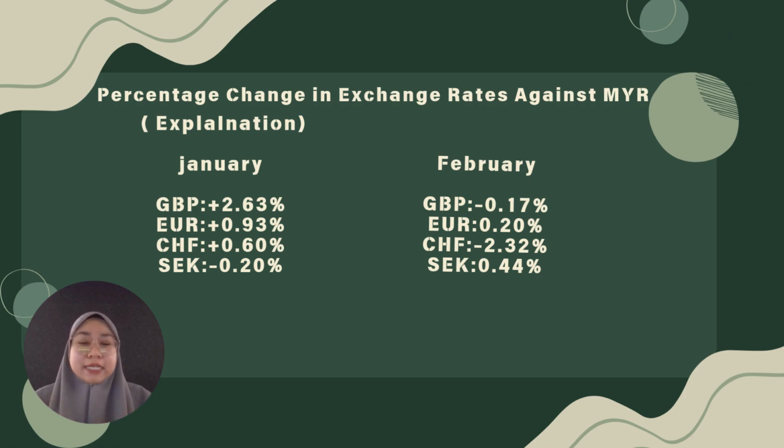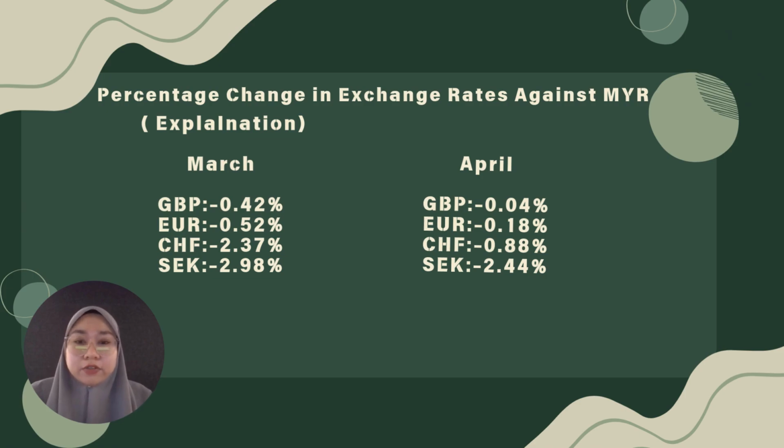Now let me go through the percentage changes of all the currencies. In February, GBP faced a decrease of 0.17% against MYR. For Euro, it increased 0.2% against MYR. Then for CHF, it decreased by 2.32%. And for SEK, it increased by 0.44%. During March and April, all four currencies faced a decrease against MYR. GBP in March decreased by 0.42%, Euro by 0.52%, CHF by 2.37%, SEK by 2.98%.